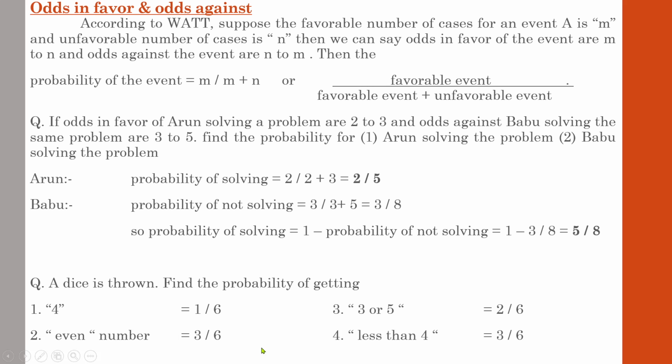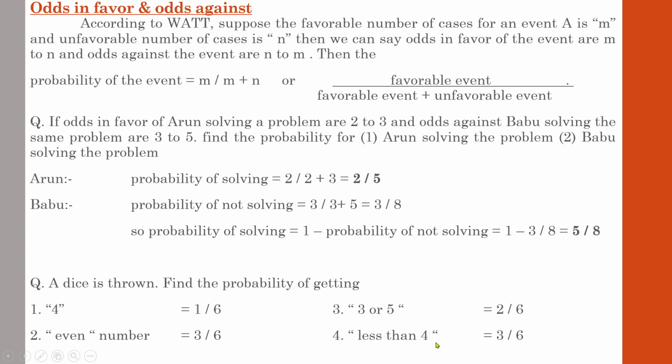Next one. What is the probability of getting an even number from a dice? See, in a die there are 6 sides, and I hope you all know the meaning of even number, what the even numbers in a dice are. So the answer is 3 by 6. If you have any doubt regarding that, please contact me.